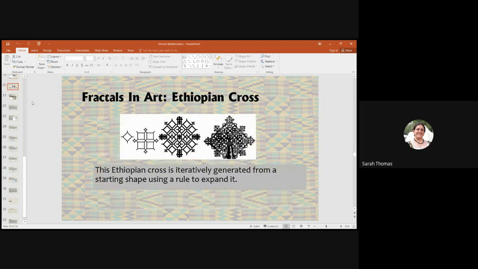Here's an Ethiopian cross, and you can see that it is generated using 3 iterations, specifically 3. The Ethiopian crosses are generated with specifically 3 iterations used from a starting shape, and they use a rule to expand it. So let me explain how that works. You take this starting shape, this diamond with the little nibs on the corners. You make 4 of them, okay, and then you put a small one at the junctures.